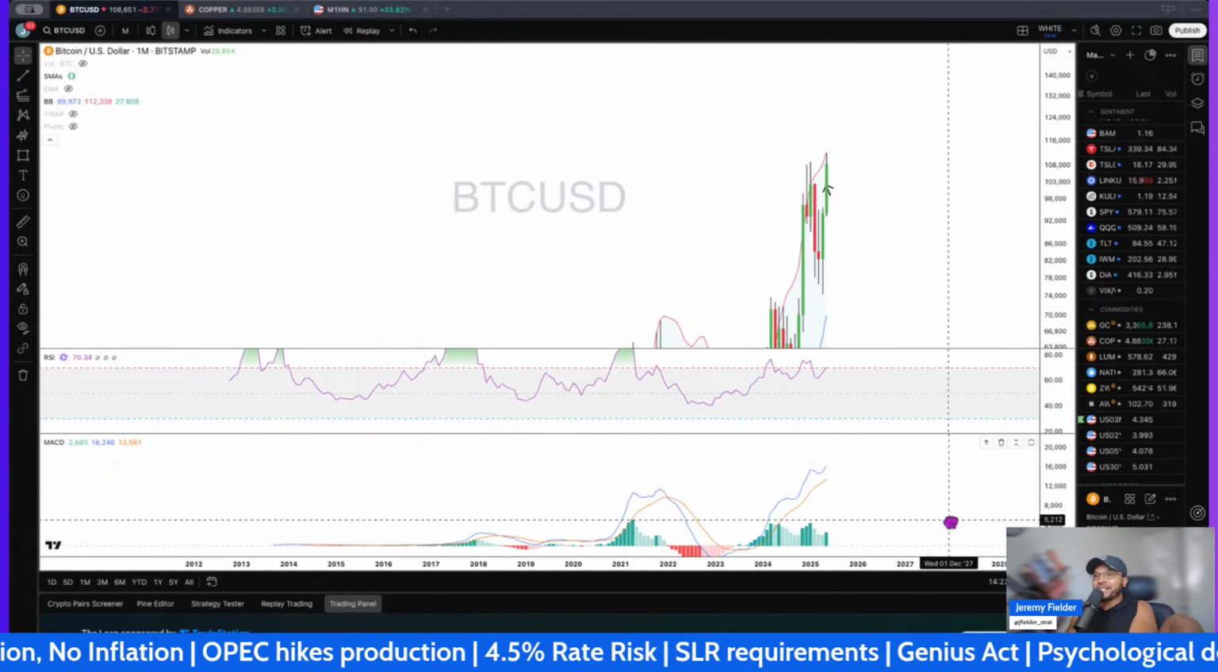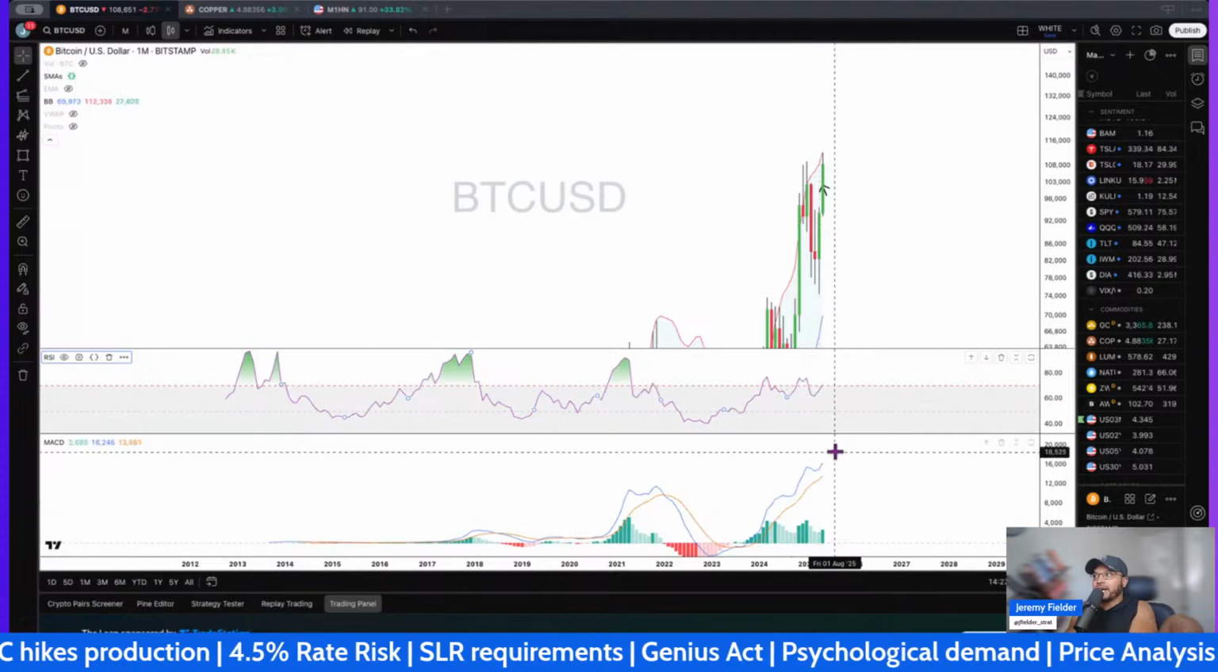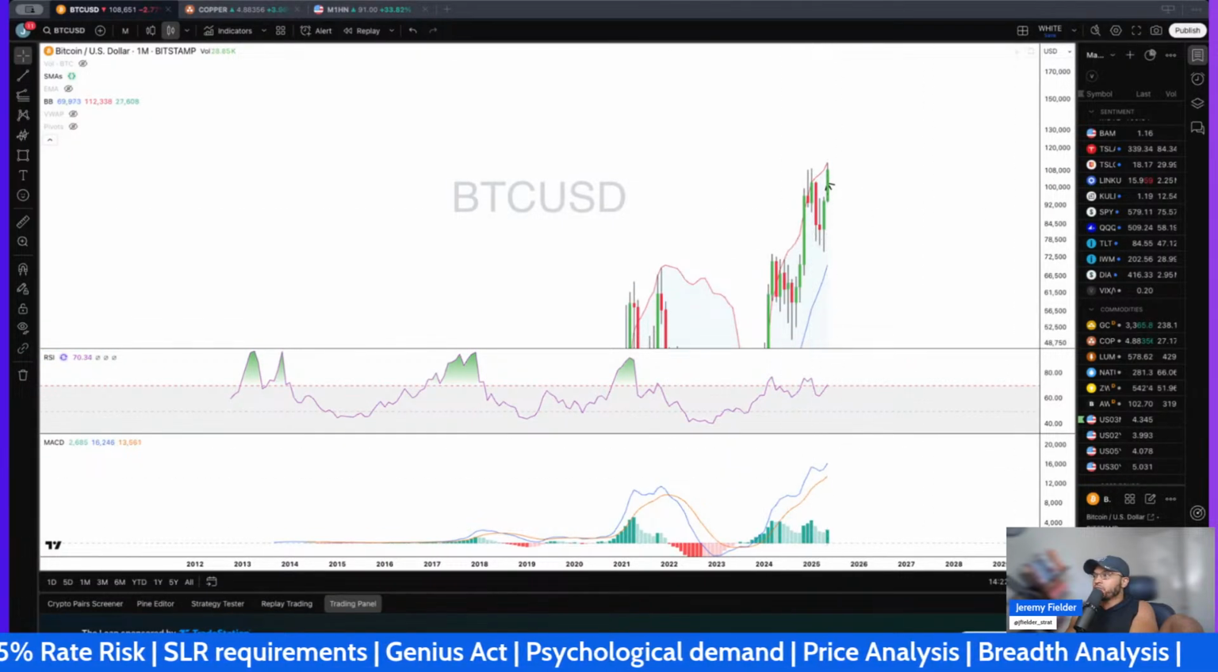But if we get that bill passed, the monthly looks really good too. Look at that, the monthly looks also really good. So if we get that bill passed, we're gone.